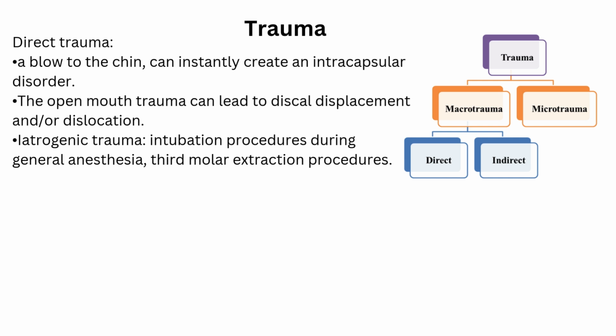So the first thing is, these traumas could be direct. That is, they cause a direct blow or instantly impact the TM joint as well as the mandible. Okay, that is like a blow to the chin can directly cause intracapsular disorder. Okay, or open mouth trauma can cause discal displacement or dislocation. Okay, other than that, iatrogenic trauma like third molar extractions can directly affect the TM joint. Alright, or intubation procedures of general anesthesia also can directly affect the TM joint.